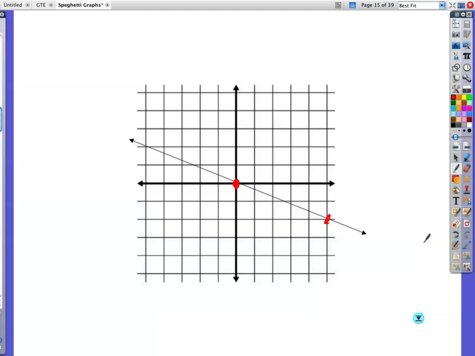If you're going to go off the paper, go the other way. Rise 2, run negative 5. And make sure it's all in line. If you don't have it in line, then we don't have a linear equation.